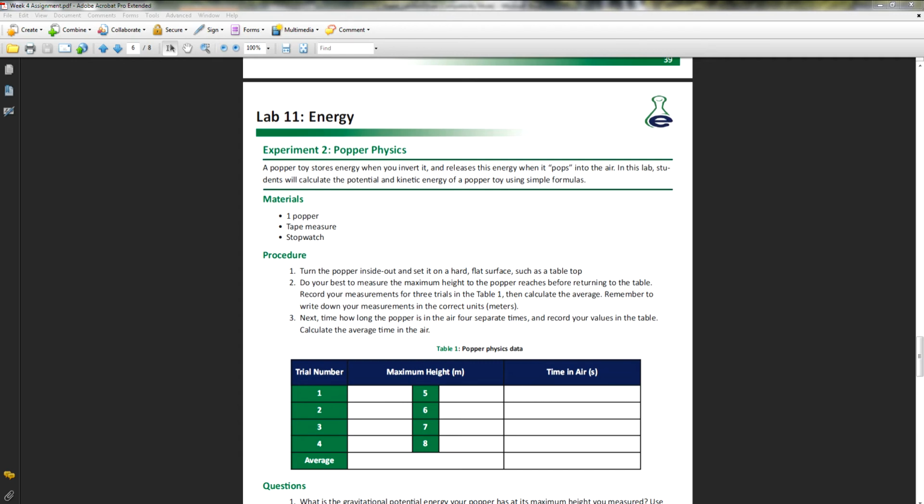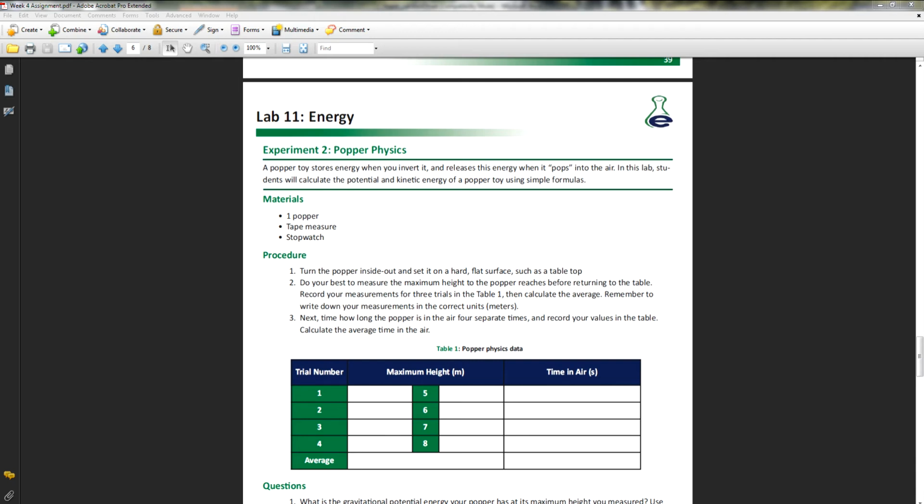It's my hope that these video tutorials have been helpful to some of you in understanding the expectation of the calculations. So very quickly, let's run through the assignment for this week. We are focusing on energy, and as shown here, we are looking at experiment 2 on the popper physics.